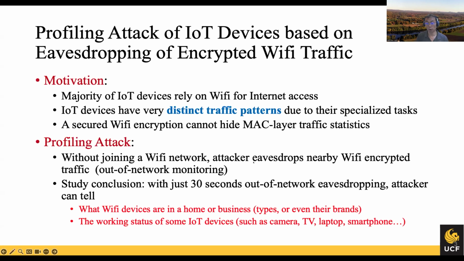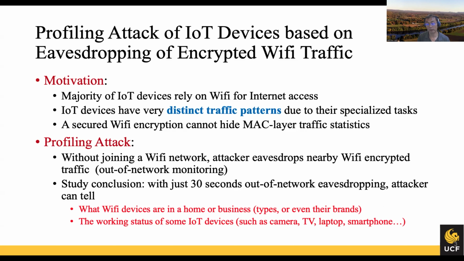Even though they are using encrypted Wi-Fi traffic, because home Wi-Fi is encrypted, we usually think that they're safe, but actually it's not. This is because every IoT device has a very distinct traffic pattern, because, like a smart plug, it just serves a certain type of service. So because of its unique service, its traffic to the internet has distinct features. Based on those distinct traffic patterns, an attacker can figure out what IoT devices are in your home.